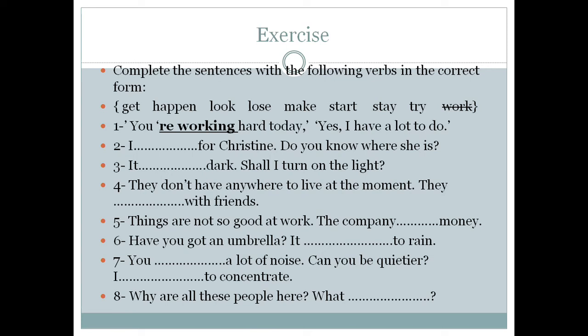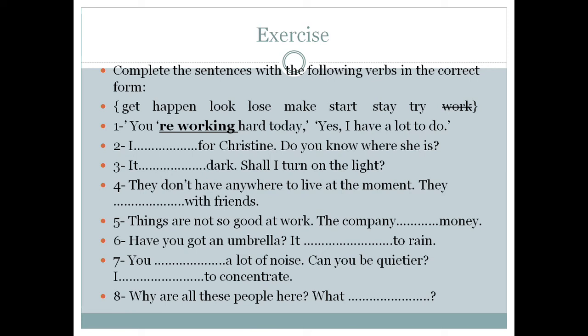It blank dark. Shall I turn on the light? The correct verb is get, but put it in the present continuous. Be careful that it ends in a consonant. Before the consonant there is a vowel E and the syllable is stressed. So do not forget to double the T. So we should say, it's getting dark.